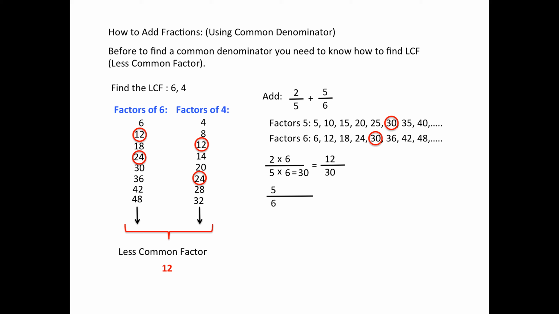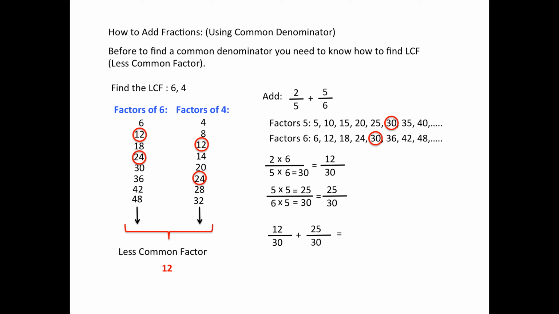To create the denominator 30 in this example, you need to multiply 6 by 5. If you multiply the denominator by 5, you need to multiply the numerator by 5. In this case, 30. In this case, 25. And the fraction now is 25 divided by 30. Now I have the addition of two fractions with the same denominator.